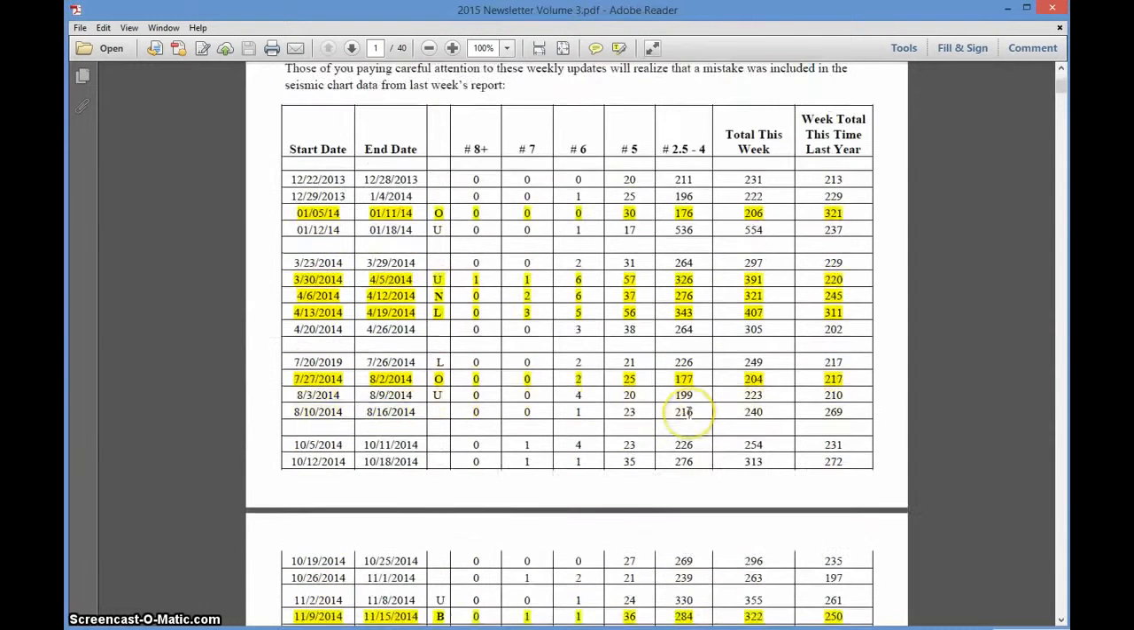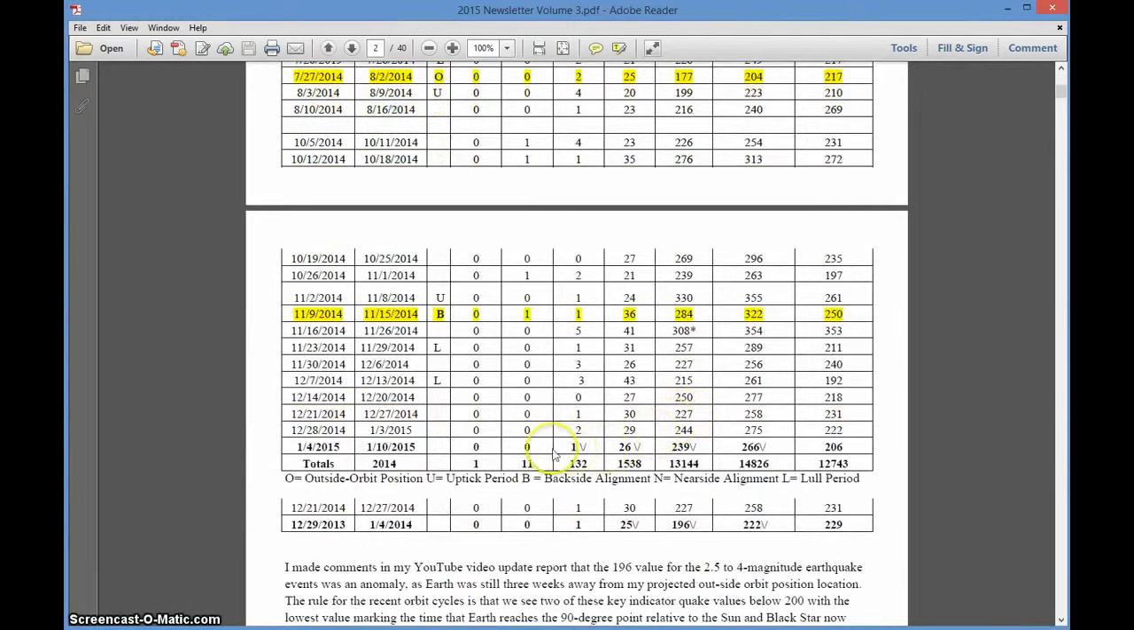Let me mention that there was a mistake made last week. If you look, this is the little segment that I cut off. You see this 196 value? I commented that this is an anomaly. This is not supposed to be here. Well, when we look over here, we see why.